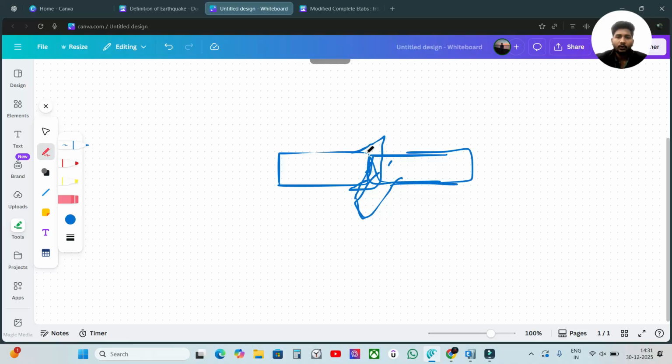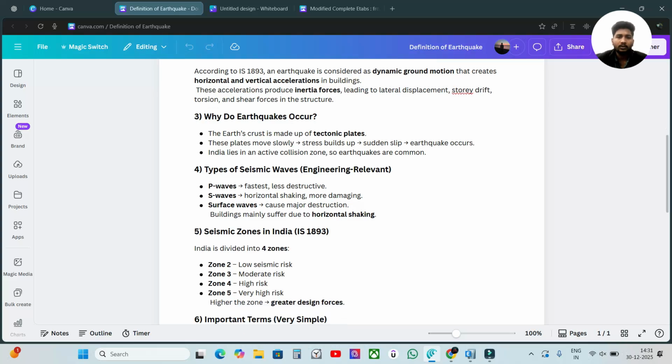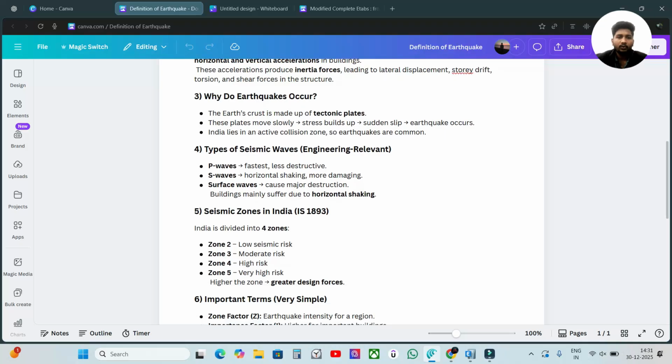In this, what will happen is the upward part forms the mountains, whatever mountains we see, they are formed because of these tectonic plates, and the downward part will shake the whole ground, and it will form the earthquake. This is the concept of it. The plate moves slowly, stress builds up, sudden slip, and earthquake occurs. India lies in the active collision zone, so earthquakes are common.